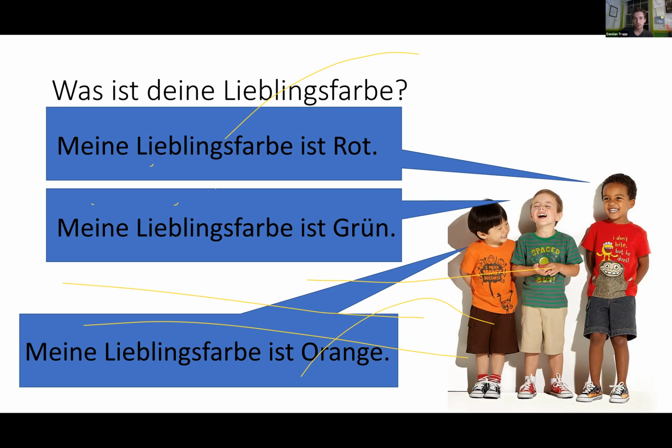So, meine Lieblingsfarbe ist rot means red, and meine Lieblingsfarbe ist grün means green, and meine Lieblingsfarbe ist orange, of course, means orange.